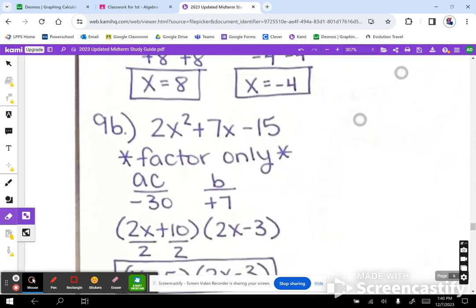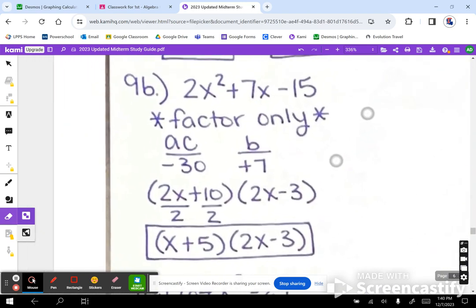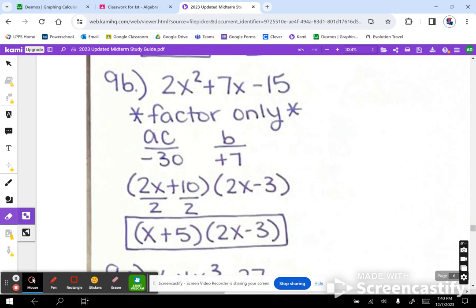Now, if you look down here at part B, you don't have to solve for x. You just have to factor, get my two binomials. See how A is not 1, A is 2? Well, that's going to change up a little bit because you need to multiply to whatever your AC is. 2 times negative 15 is negative 30. And then your B is still the 7. So what two numbers multiply to the negative 30?